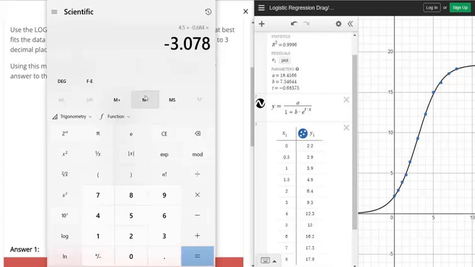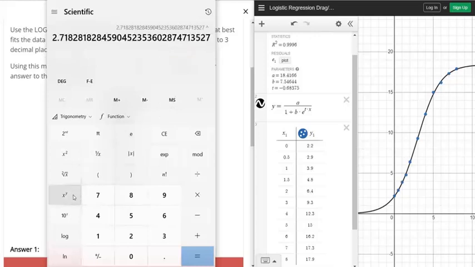Okay, so I plugged in my x. Now this number needs to be raised to the power of e. So on my keyboard, I'm going to get my e value and raise that to the power of negative 3.078. And so that's what the e to the power of all that stuff is. Now we need to multiply it by b, which is 7.546 when we round to the 3rd decimal place. Add that to the 1, and we're done with the denominator.